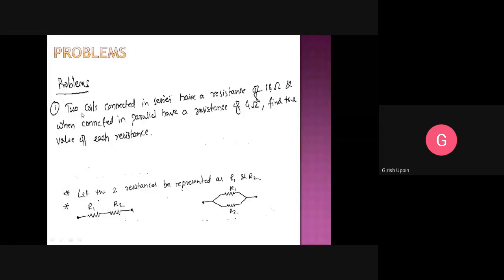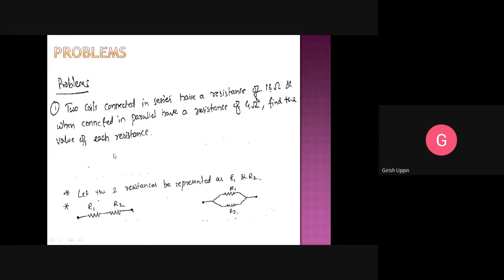So you can read it as two resistors which, when connected in series, have a resistance of 18 ohm, and when connected in parallel have a resistance of 4 ohm. Let us consider those resistor values as R1 and R2. If the resistors are connected in series, then the resistance is 18 ohm. If they are connected in a parallel combination like this, then the resistance would be 4 ohm.